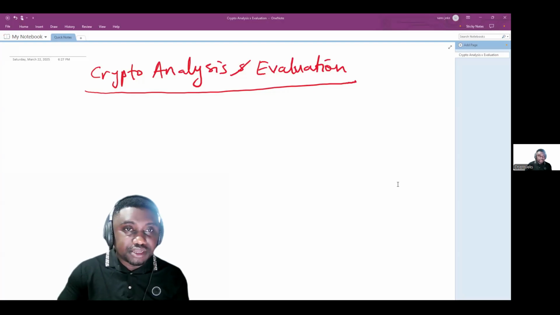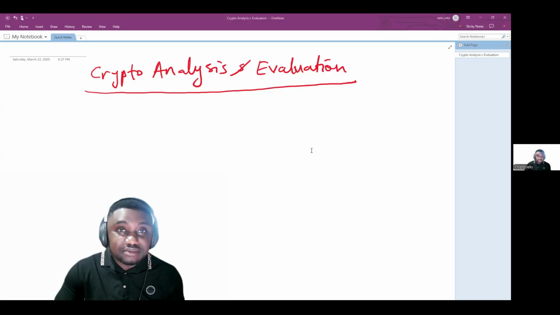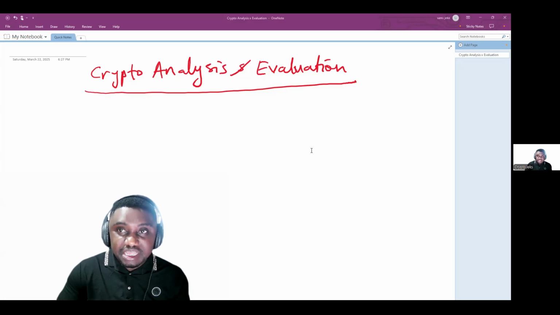So today we are going to be looking at crypto analysis and evaluation. Now, to begin this topic, as a beginner, you must understand that every project in the crypto space, every coin in the crypto space represents a project. All right. So it is always advisable for you to do a quick analysis on the cryptocurrency, irrespective of the hype or the name, before you put a dime on it.